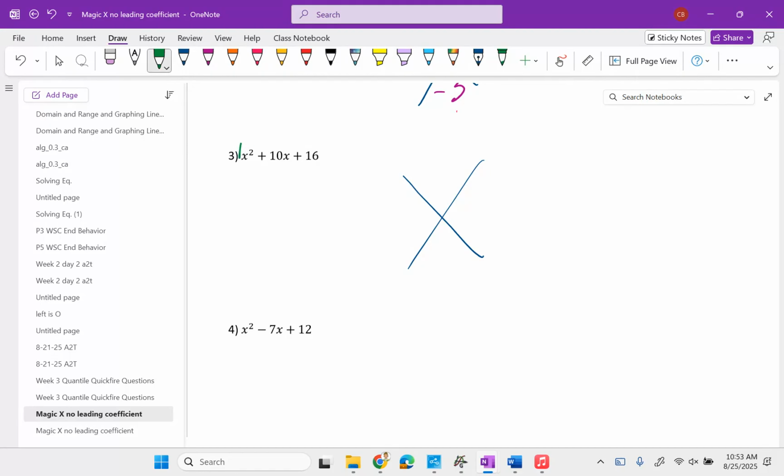Okay, let's talk about it together. What did we get at the top of our magic X? What number did we put there? 16, good. What number did we put at the bottom of our magic X? 10. So I need two numbers that multiply to 16 and add to 10. What do we get? 8 and 2. Did I need to worry about the signs? Nope, they're both positive. 8 plus 2 is 10. So then I write x plus 8 times x plus 2. Any questions?